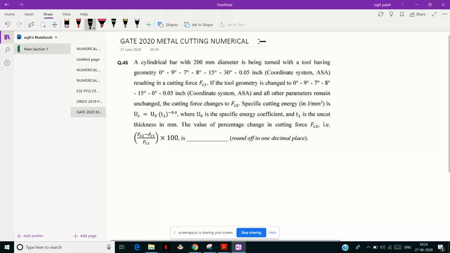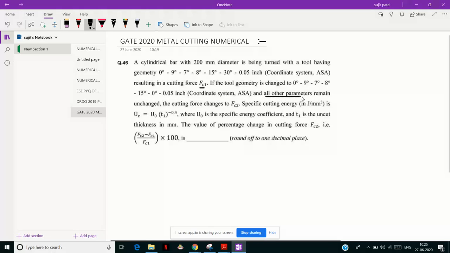So here the question is: a cylindrical bar of 200 diameter is being turned with a tool having the geometry 0, 9, 7, 8, 15, 13, 30 degree, sorry, and 0.05 inch nose radius as per ASA system, resulting in a cutting force FC1. If the tool geometry is changed to 0, 9, 7, 8, 15, 0 degree and 0.05 inch nose radius according to ASA system, and all other parameters remain unchanged.